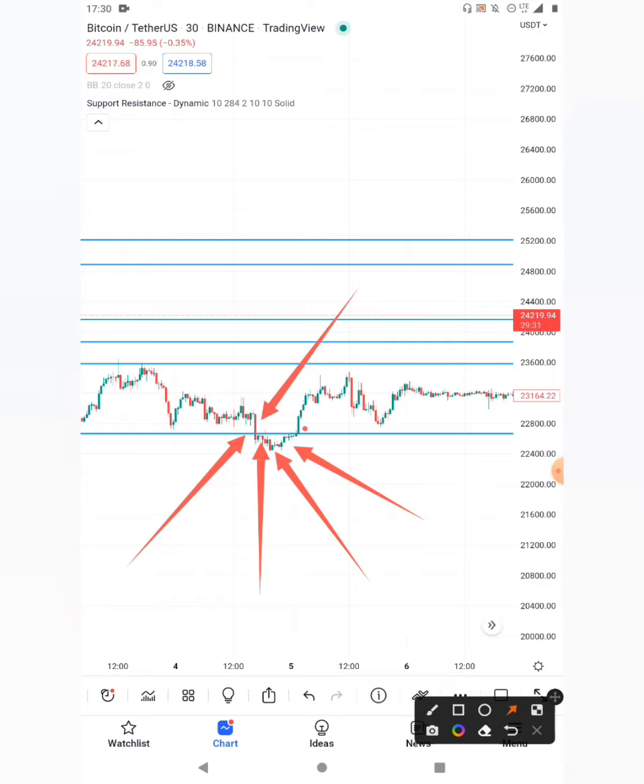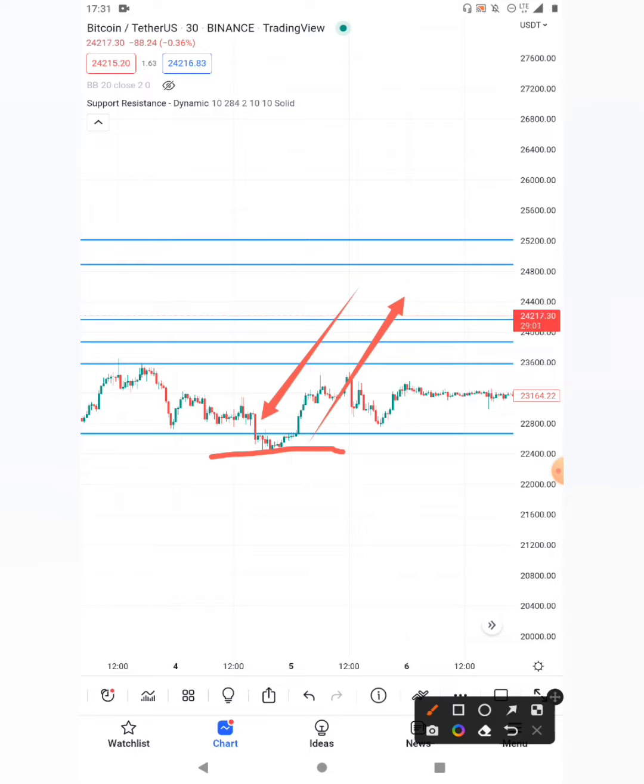And all of a sudden they push the price upwards again. From here, they push the price upwards again. You see it? So this is how you trade false breakouts. If I were you, I would actually buy from this zone. I'd buy from there because there's liquidity.